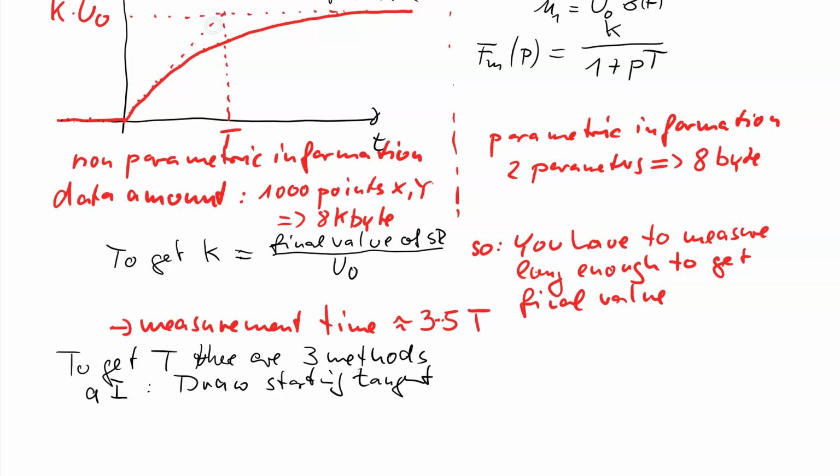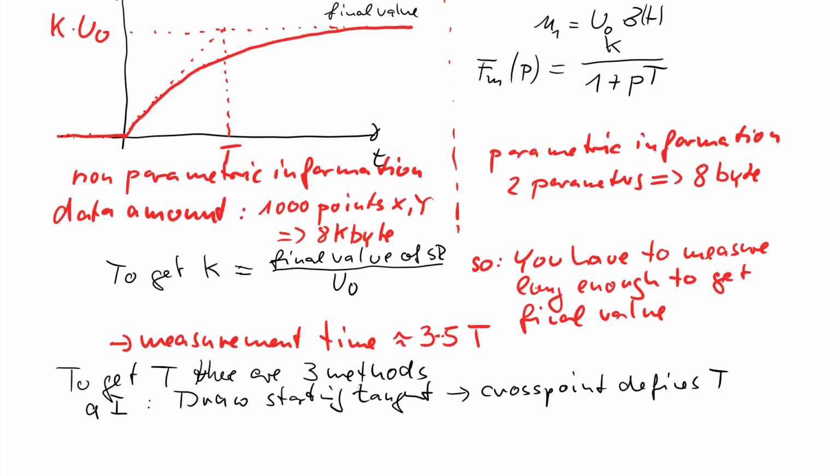And if you have the starting tangent and you have the final value, the cross point of starting tangent with final value, the cross point defines T. Now this cross point here. That is in the case A, first method.